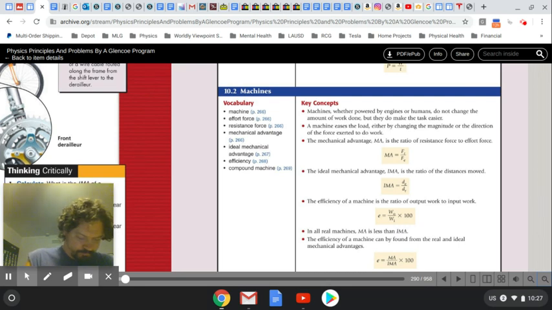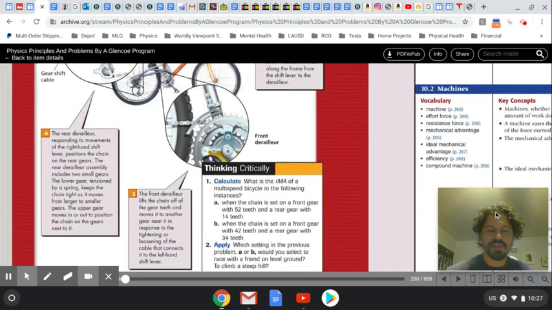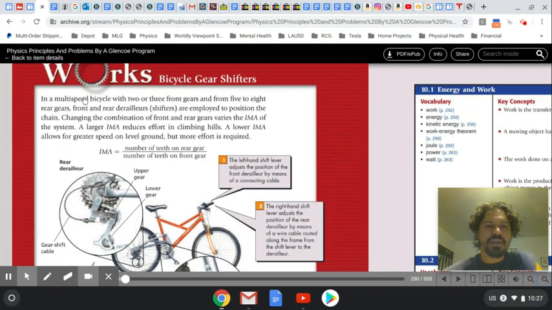Okay, moving on. So the assignment for today is to do this How It Works classwork. It's right over here. So I will move myself back on over to this side. There I go. And this is all about bike gear shifters. So in a multi-speed bicycle with 2 or 3 front gears and 5 to 8 rear, this actually goes up to about 10 now, rear gears, the front and rear derailleurs or shifters are employed to position the chain, and changing the combination of front and rear gears varies the ideal mechanical advantage of the system. A larger ideal mechanical advantage reduces effort in climbing hills. A lower ideal mechanical advantage allows for greater speed on level ground, but more effort is required.